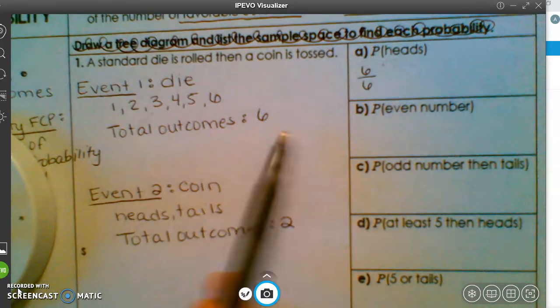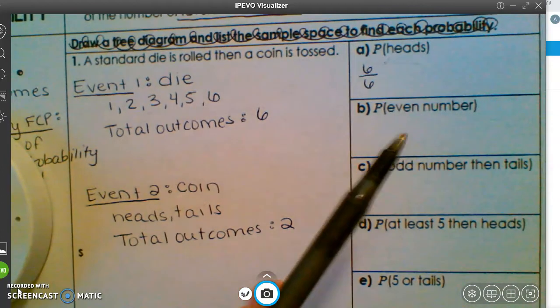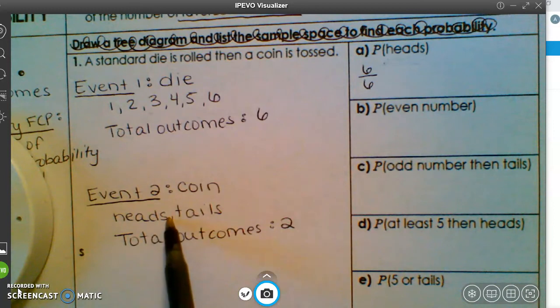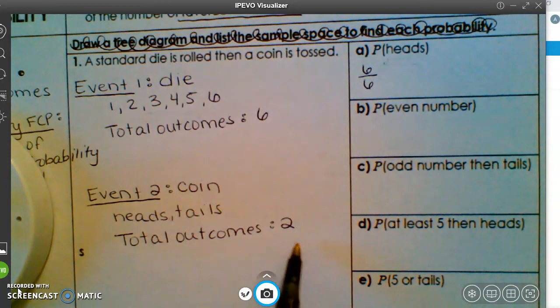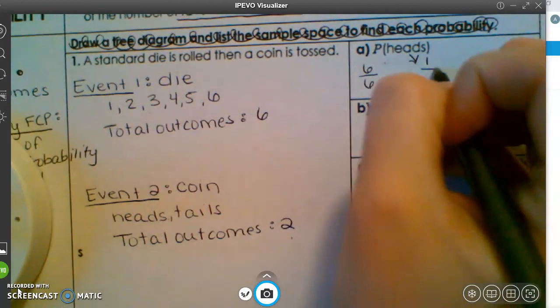Then it says it wants a heads. What's the probability of flipping heads on a coin? Well, there's 1 favorable outcome out of the 2 total. So flipping heads is a 1 out of 2.